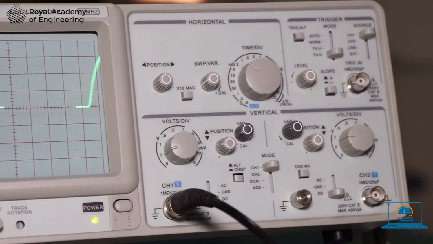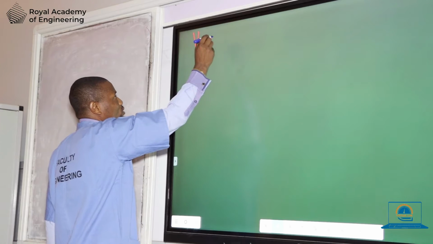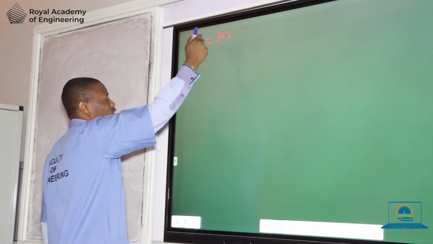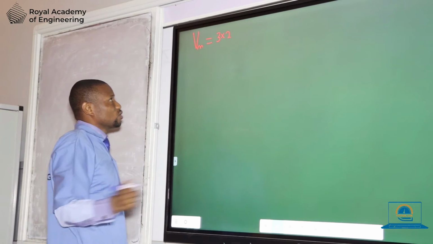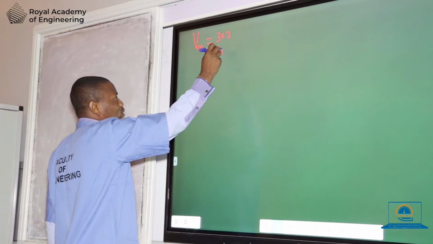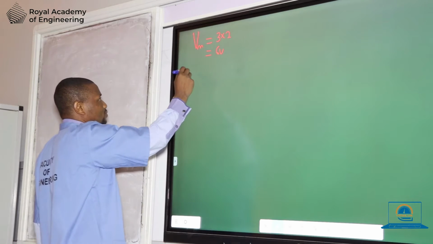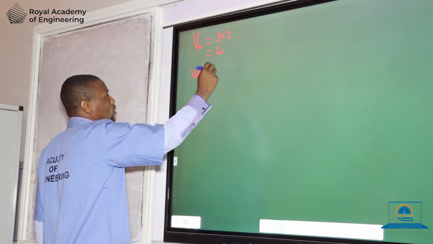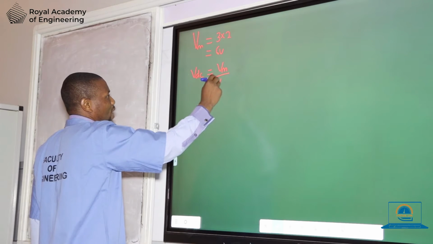That means we have our VM, which is equal to 3 multiplied by 2. 3 boxes in which our wave is cutting, and then the 2 is the volt on the oscilloscope where our knob is set, or 6 volts. And then our VDC. Our VDC is equal to VM all over pi.